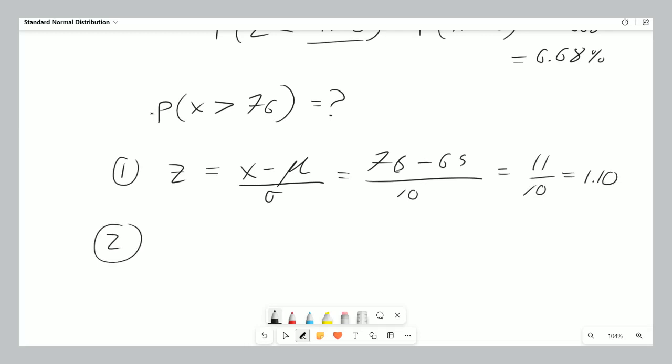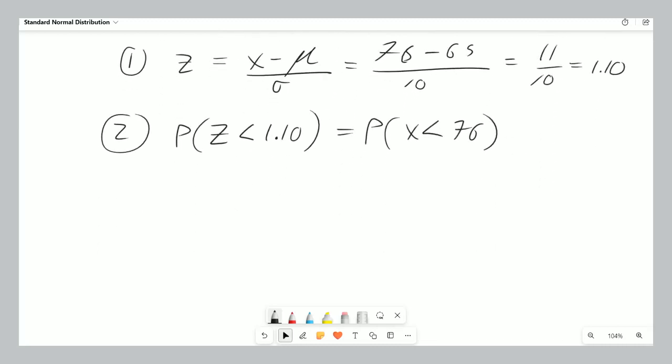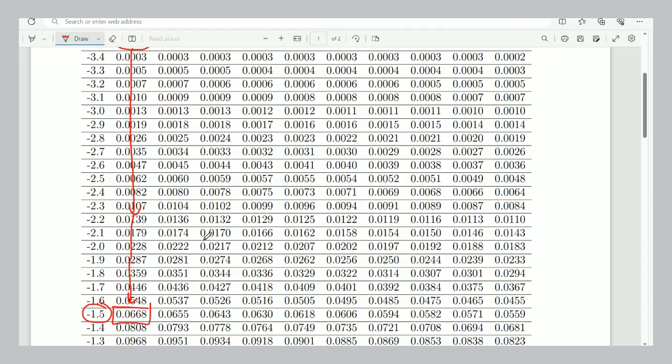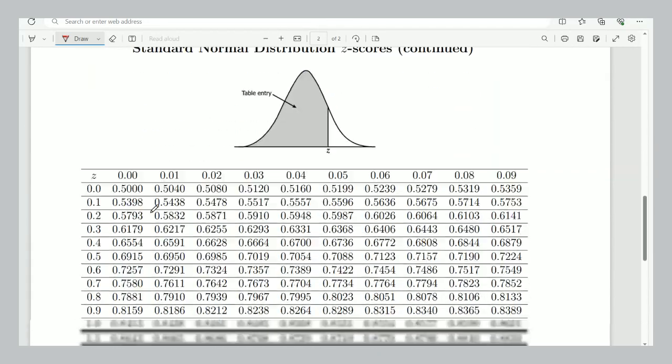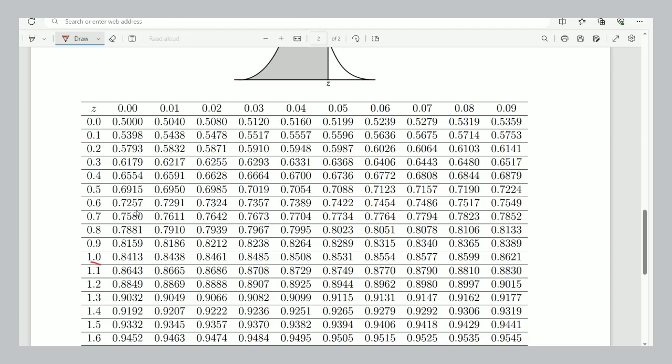Step 2, we look that up on the z-table, which will tell us the probability of z being less than 1.10, which is equal to the probability of x being less than 76. So let's look that up, 1.10. We go to our z-table, we look for positive 1.1, the second decimal point is 0, match that up, and we have 0.8643.